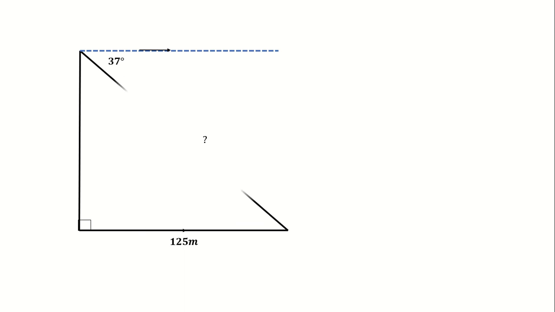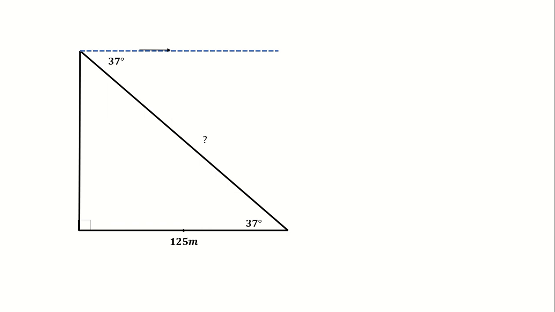When we look at the beacon and the boat, we don't know what the distance is, but we know the angle of depression, meaning that the angle inside that triangle will also be 37 because of alternate angles. The horizontal line from the observer is parallel to the horizontal line of the object, so those are alternate angles. We need the distance between the beacon and the boat.